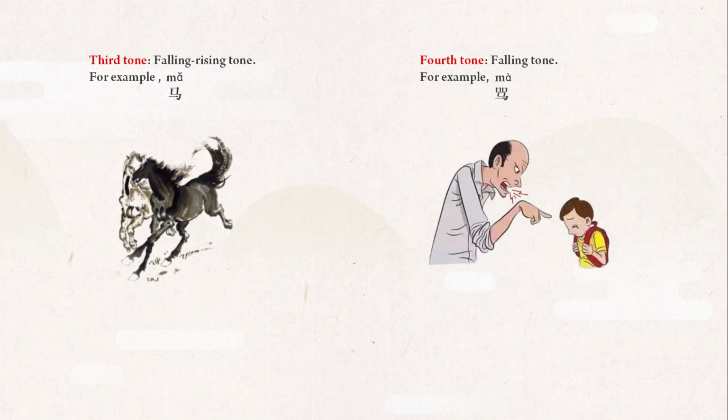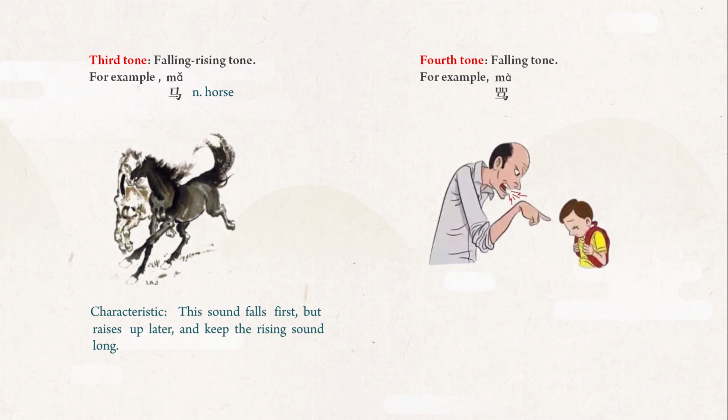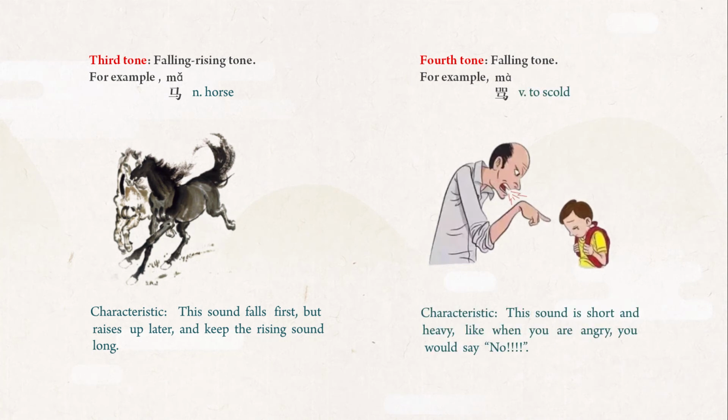Third tone, falling-rising tone. For example, ma. Characteristic: this sound falls first but rises up later, and keep the rising sound long. Fourth tone, falling tone. For example, ma. Characteristic: this sound is short and heavy. Like when you are angry, you would say no.